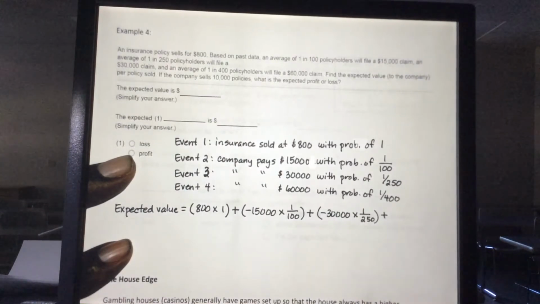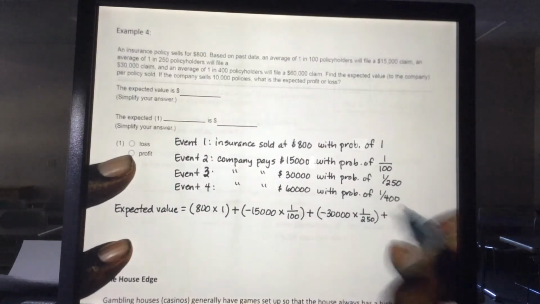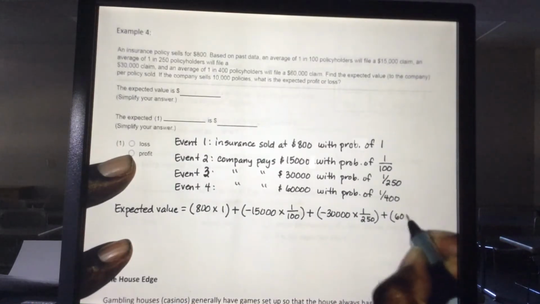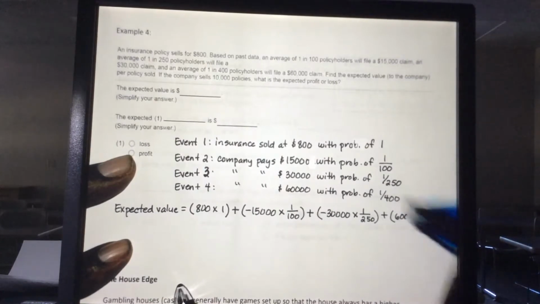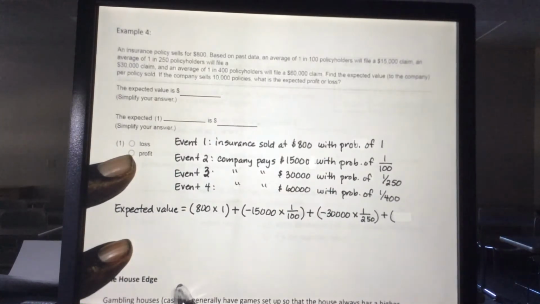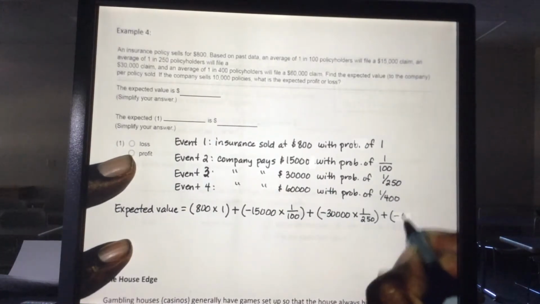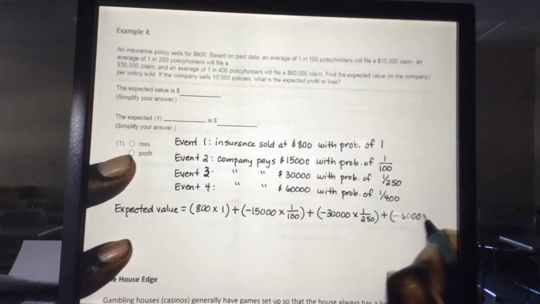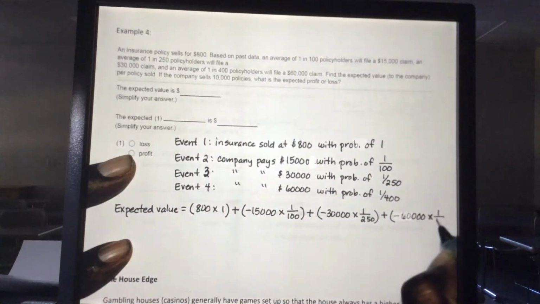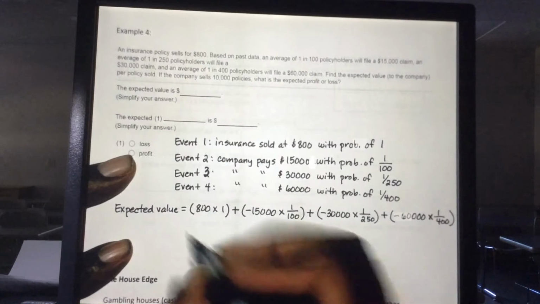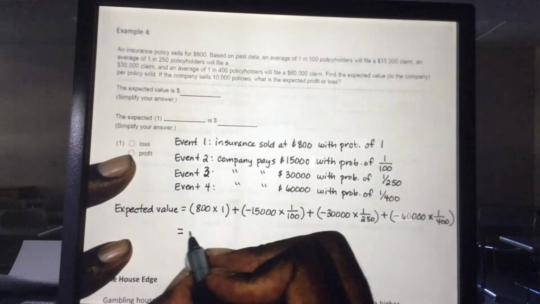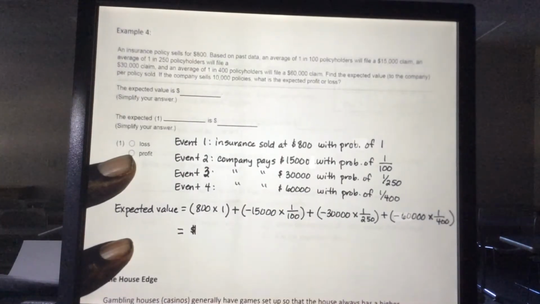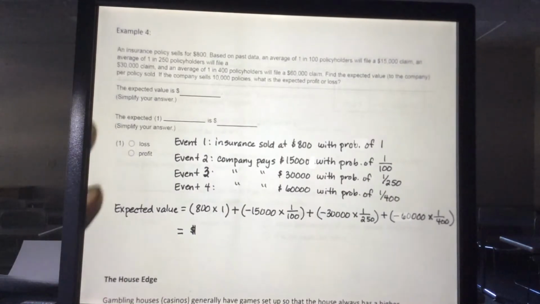And then plus event 4, $60,000. Oh, that's going to be negative because the company is going to pay out that $60,000. So it'll be negative 60,000 times 1 over 400. So now we're going to find out what that expected value is going to be.